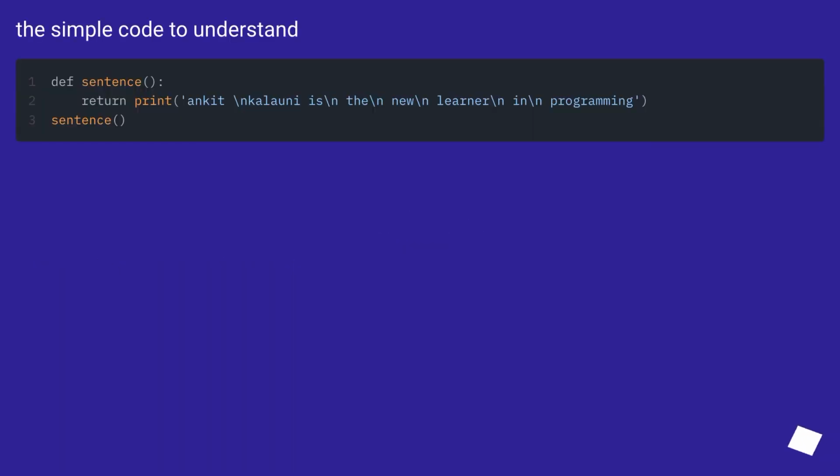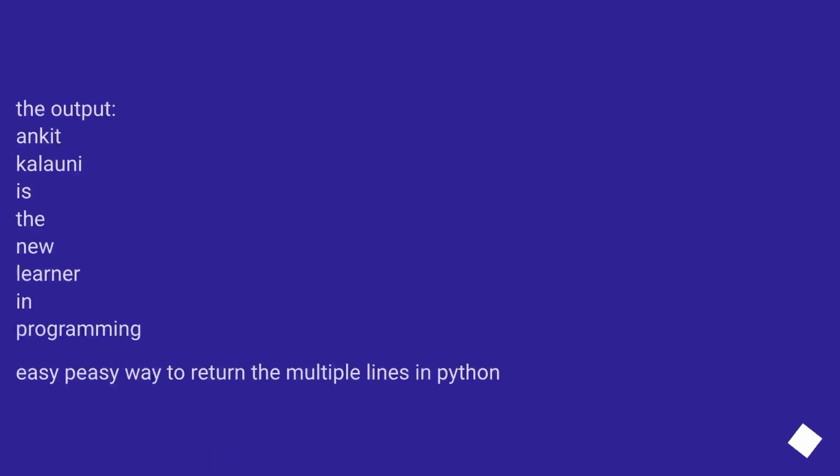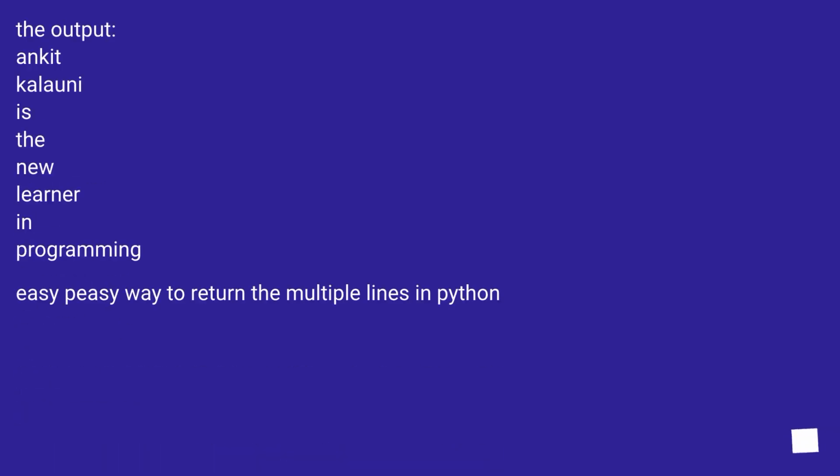The simple code to understand. The output, Ankit, Kaloni, is the new learner in programming. Easy peasy way to return the multiple lines in Python.